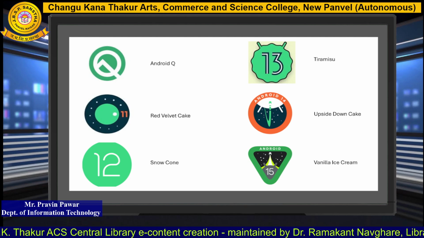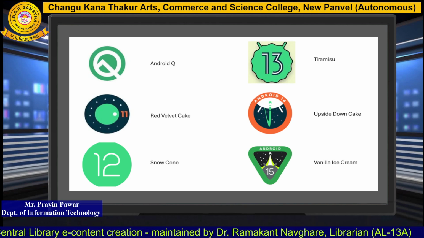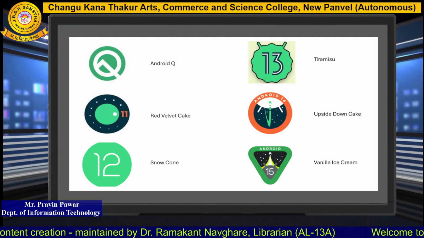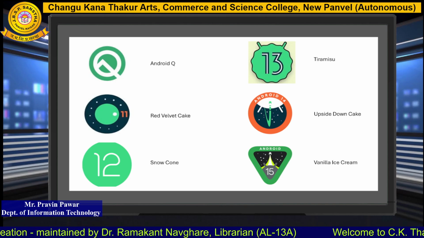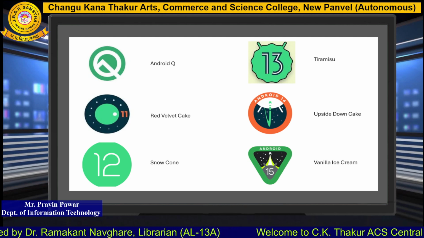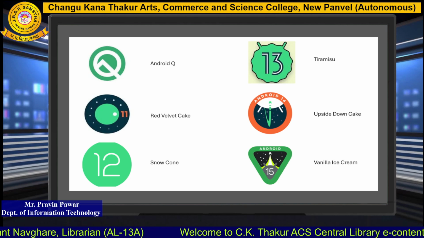But for Android version 11, after Q we have R, so they provided the name Red Velvet Cake. For version number 12 they provided Snow Cone. Again for 13 they provided Tiramisu, again a sweet dish, this time a Japanese dish.